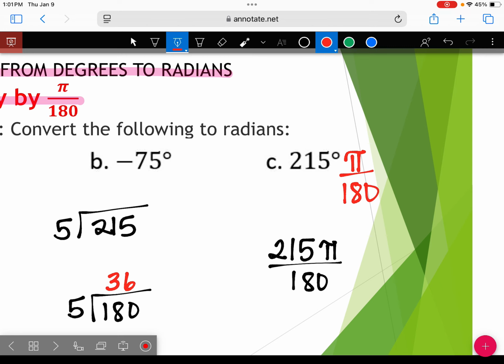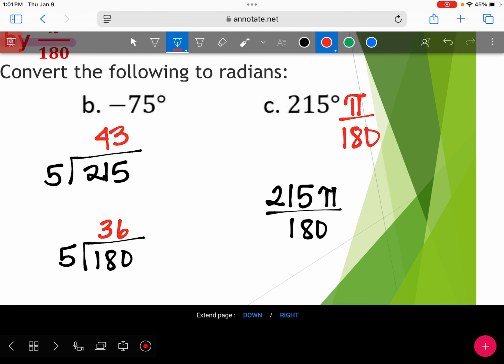How many times was 5 going into 215? 43. Who got 43? Raise your hand if that's what you got. Okay, good. 43. So now we're down to 43 pi over 36. Can I go down any more? No, 43, I'm pretty sure, is a prime number. So that would be your answer. 215 is 43 pi over 36.